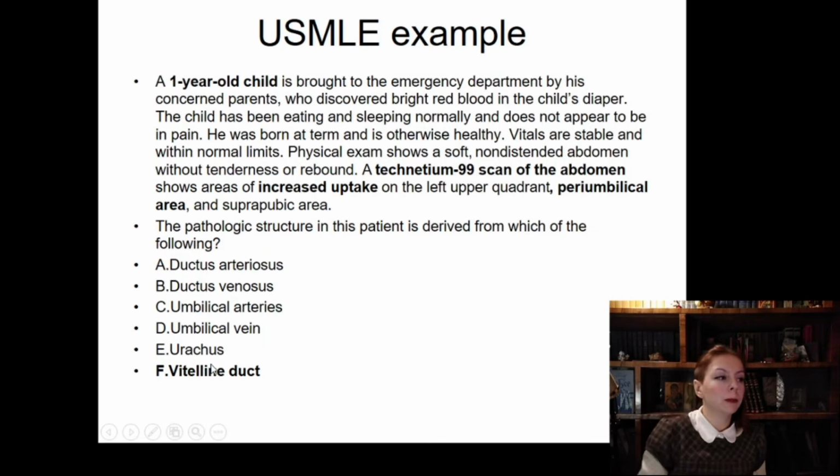And here is an example from the American database. This question presents the history of a 1-year-old child with some problems, and doctors decided to prescribe the investigation with the help of technetium-99. This isotope is absorbed especially by the stomach epithelium.